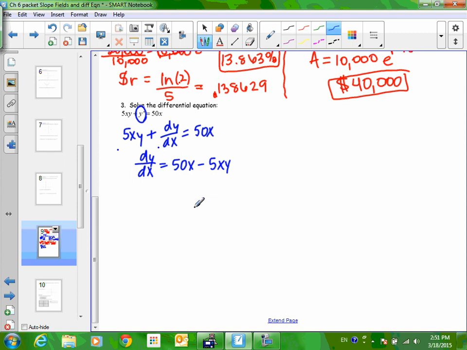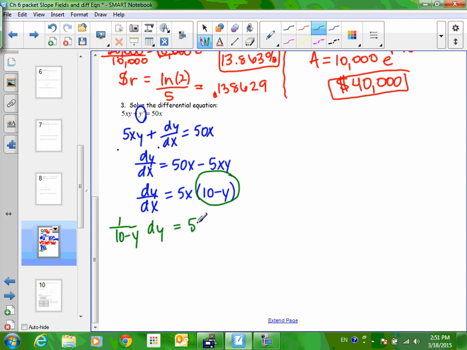All right, it still kind of looks weird because the x's and y's are kind of jumbled together. What can we do on the right-hand side that would separate them? Yeah, factor. Factor out a 5x. So then you'd be left with 10 minus y. And this is the point when you say, okay, I'm going to divide that over to the other side. And this is what we have already done. This is a pretty tough one. The one on the quiz is not going to be this tough.